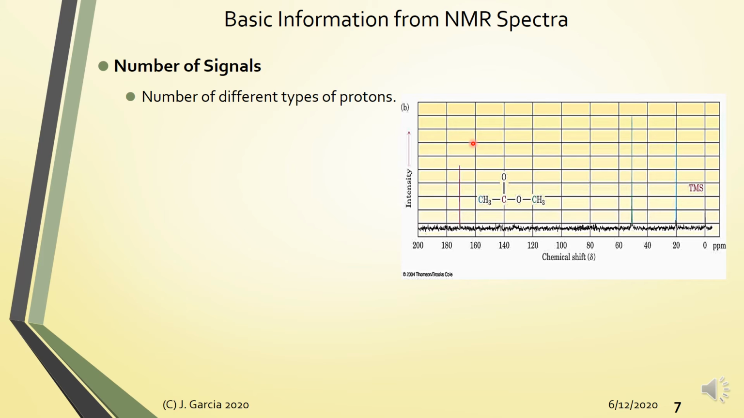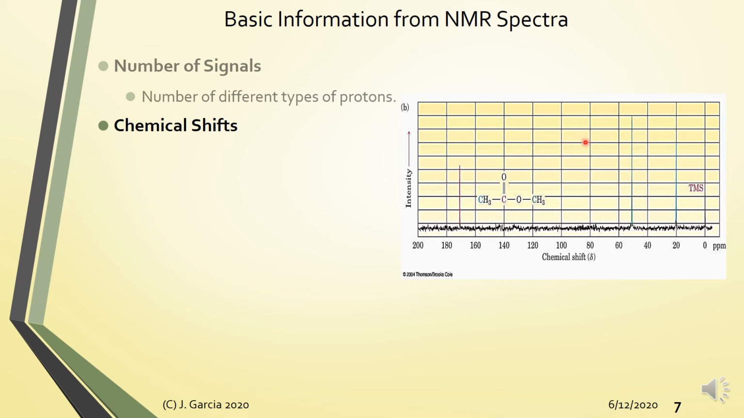So if you have, say, for example, ito, you have two signals. Oh, sorry, this is for carbon-13. Anyway, so for carbon-13, you have three signals. Okay, so bakit tatlo? Because you have three different carbons, or three different chemical environments for a carbon nuclei. Okay, so sa proton NMR, ganun lang din yung interpretation.